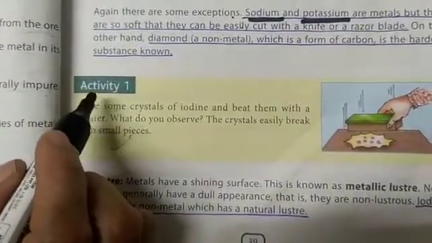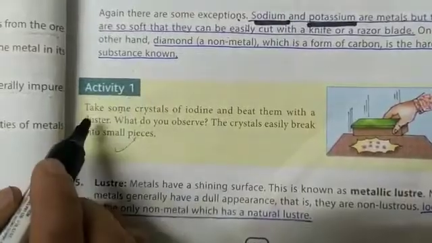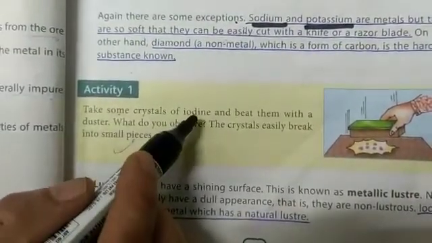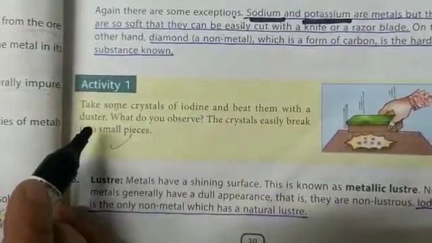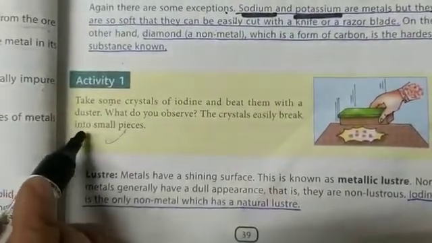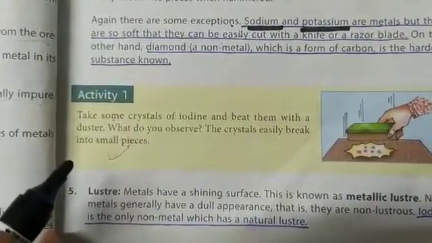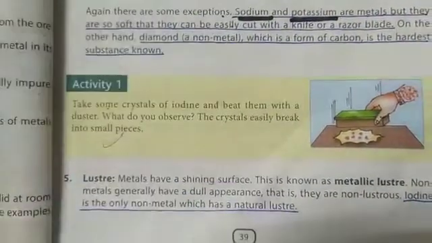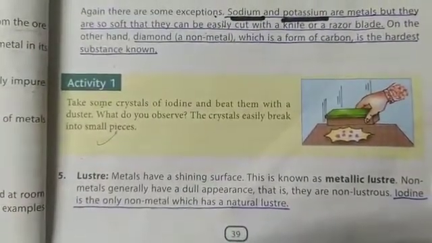We have an activity on this. Activity 1: take some crystals of iodine and beat them with a duster. What do you observe? The crystals easily break into small pieces. Okay? So this is an example of hardness.